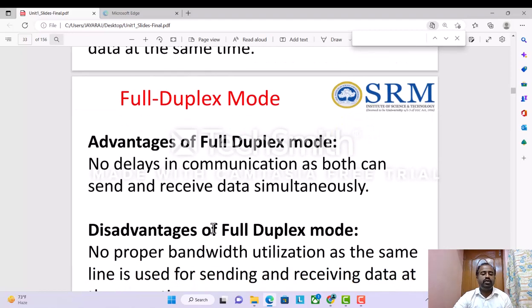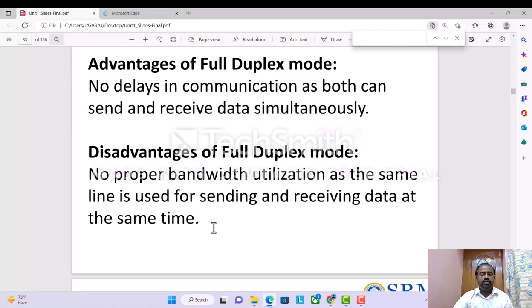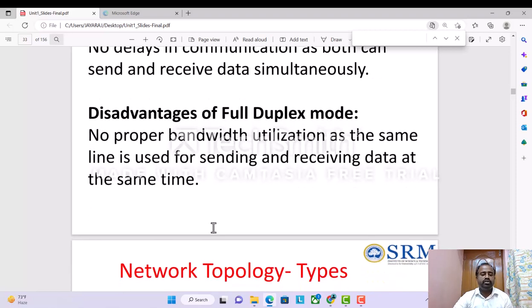Advantages: there will be no lag or delay in sending and receiving information. The bandwidth is also utilized for sending and receiving data at the same time. So the usage of bandwidth will be very high, very high.